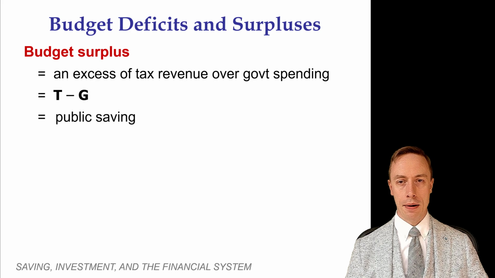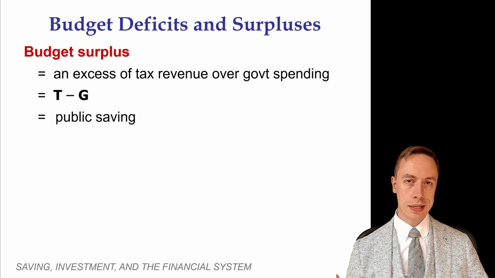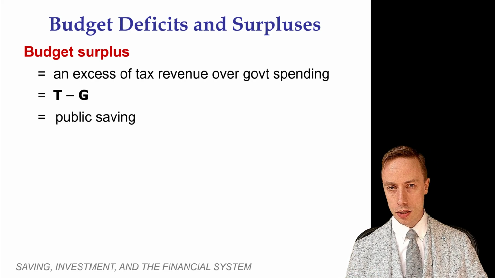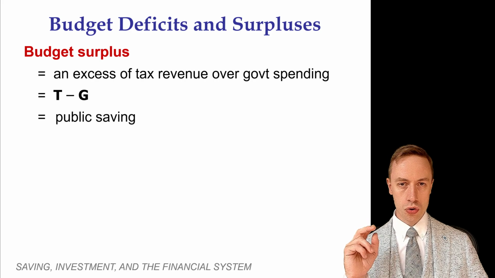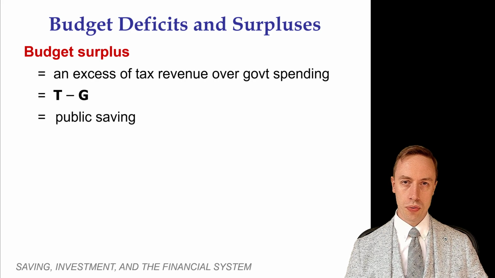So if you, for example, read a story that says the budget surplus is increasing from $200 billion to $300 billion, you should know to translate that in our model to public saving is increasing from $200 billion to $300 billion.